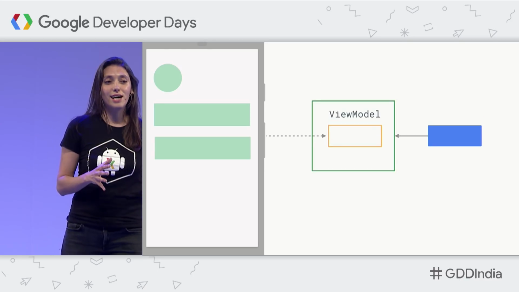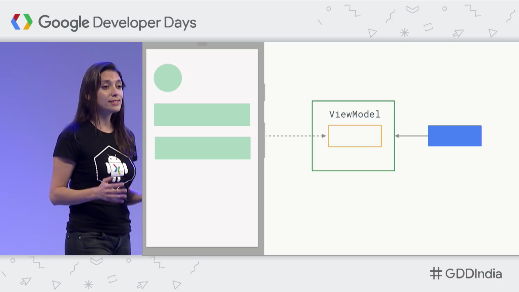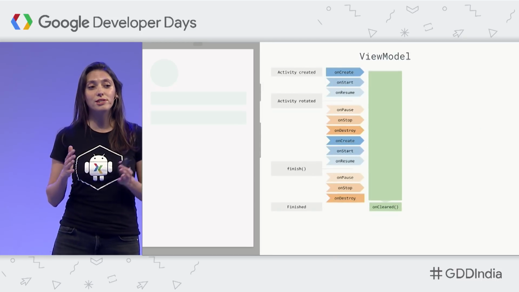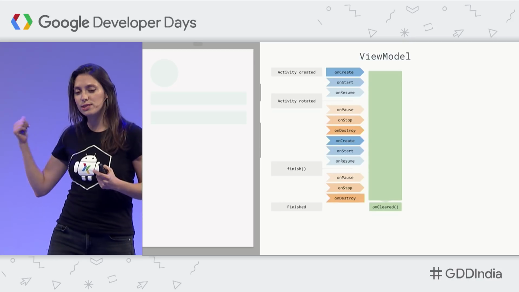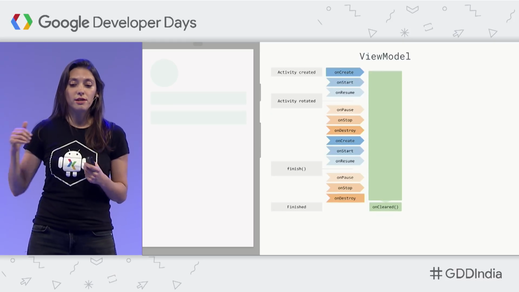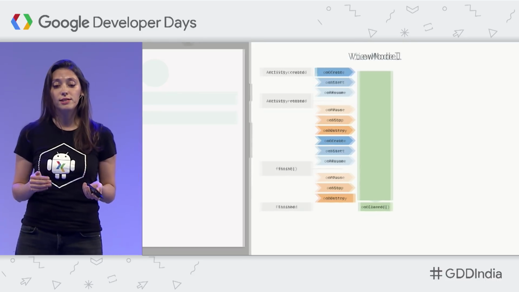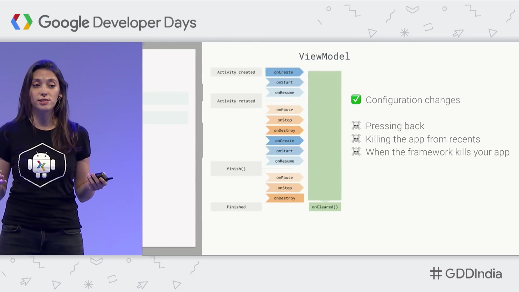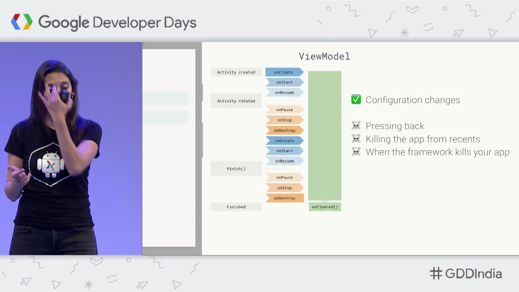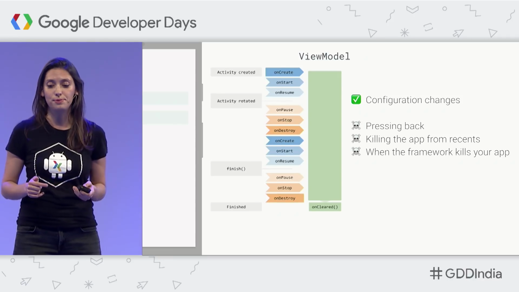So the class designed to store and manage UI data so it survives configuration changes is the ViewModel. And this is the lifecycle of a ViewModel compared to the lifecycle of an activity. So what's important here to notice is that whenever the activity is finished, the ViewModel is cleared, so only then. So this means that the ViewModel will survive configuration changes, but it will not survive pressing back, killing the application from recents, or when the framework kills your app.